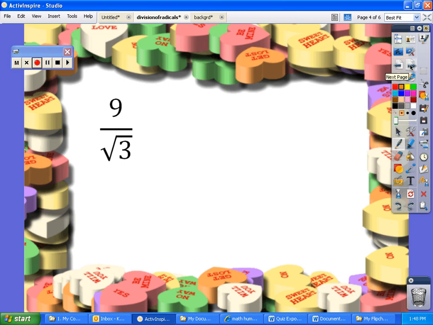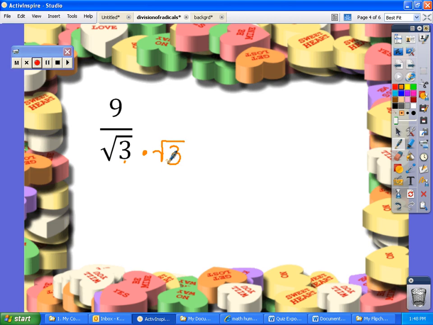Next example. Okay, you cannot do a plain number divided by a radical. And another rule is, in your final answer, you're never allowed to be left with a radical on the bottom. So how do we get rid of it? Well, let's think about this. The only way to get rid of the square root of 3 is if I had another 3. So I'm going to go ahead and multiply the bottom by the square root of 3.